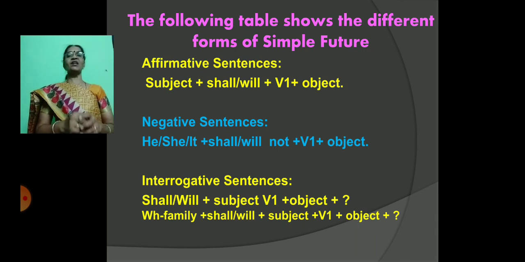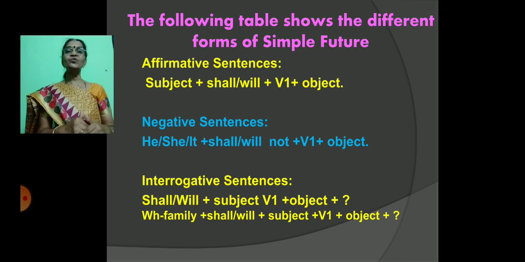Now here shall is used along with first person singular or plural. I shall take the class tomorrow. I shall conduct a test. So he will take a test. So this is how you are going to use it for simple future, that is shall or will. Shall is used along with first person singular and plural when you want to talk about simple future.